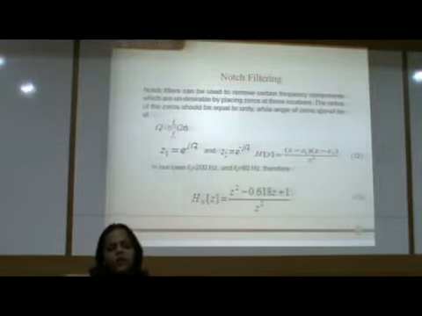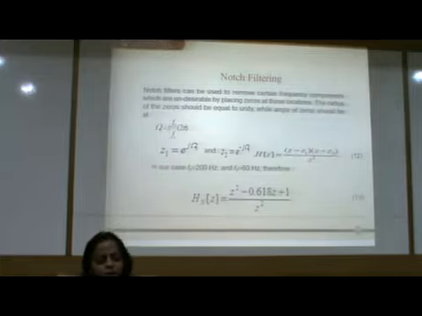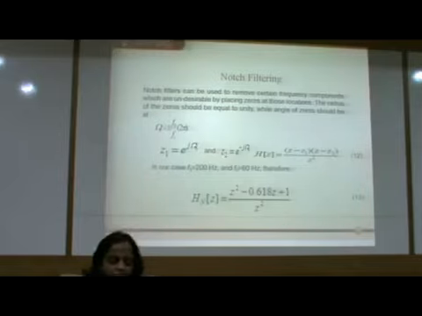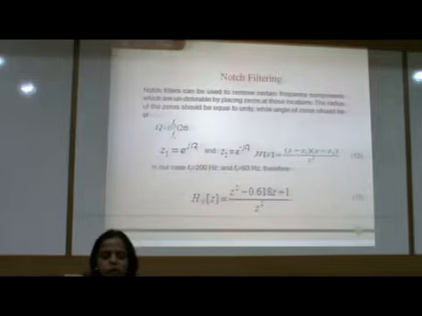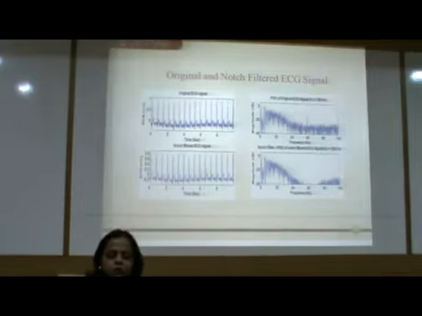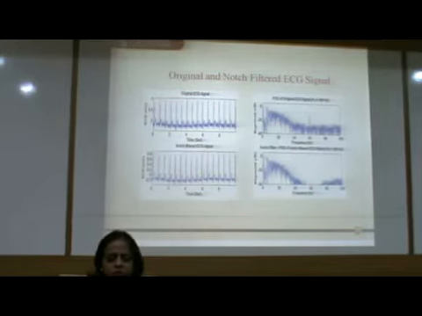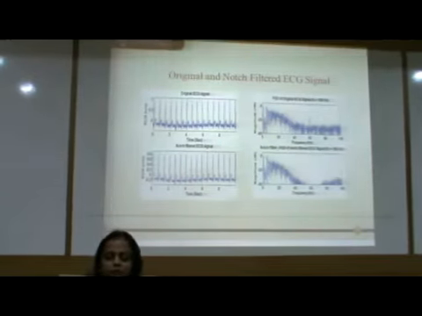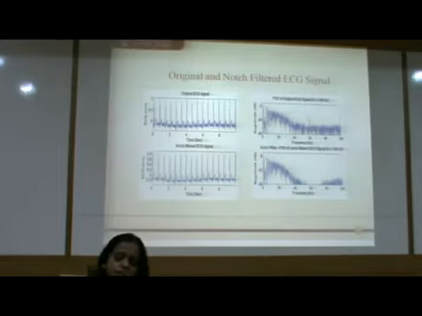In the case where we are taking a sampling frequency of 200 Hz and the frequency which we want to remove is 60 Hz, that is f0, we get the final transfer function for the notch filter as z square minus 0.618 z plus 1 divided by z square. Here we can see the original signal and the filtered ECG signal after passing through the notch filter, and the power spectral density of the original signal and the notch filtered ECG signal. Here the 60 Hz noise is removed.